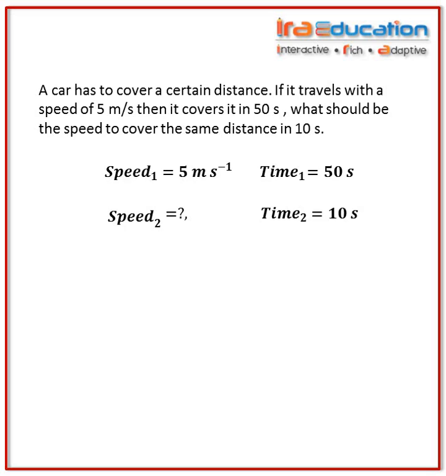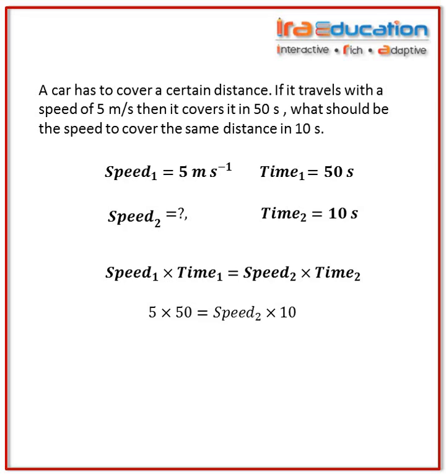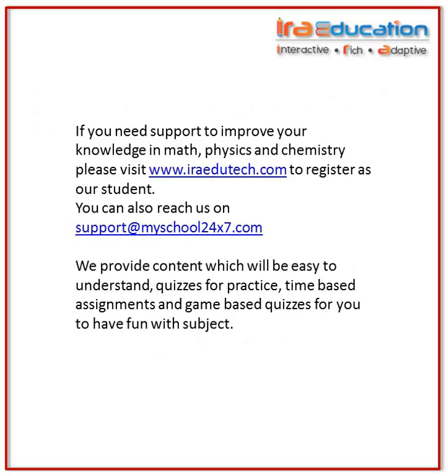Speed and time are in inverse proportion, so their product will be equal and constant. Substitute the values in the relationship. We get the speed as 25 meters per second. So this is how it works.